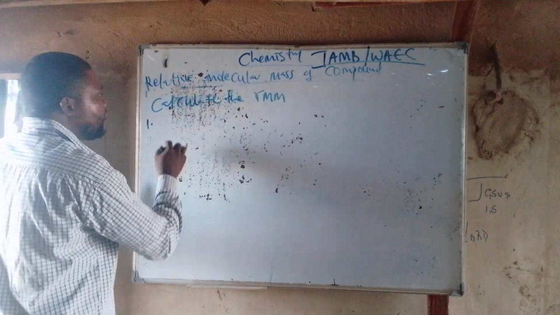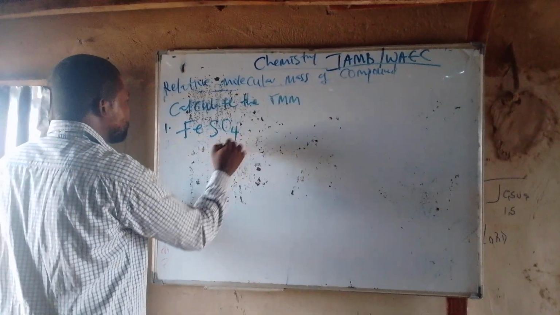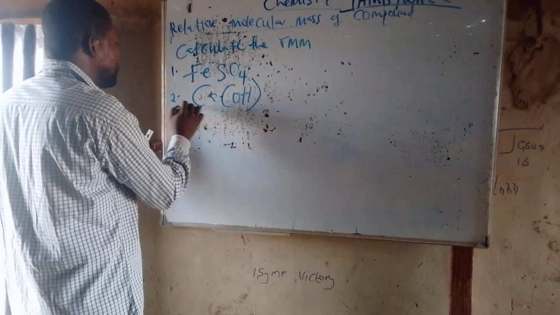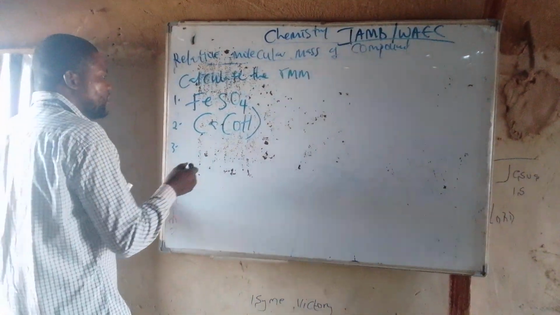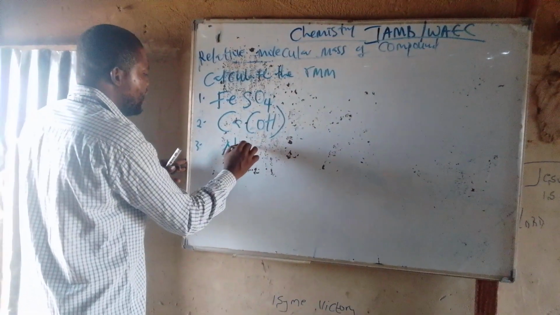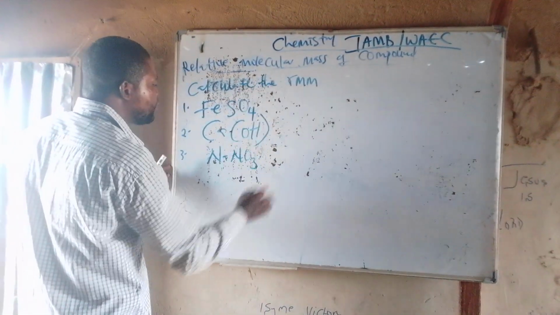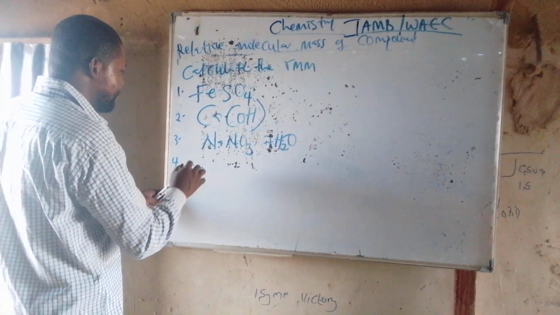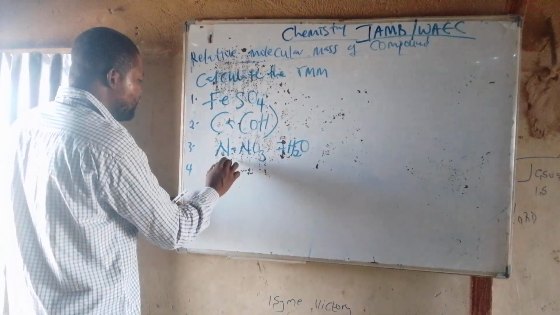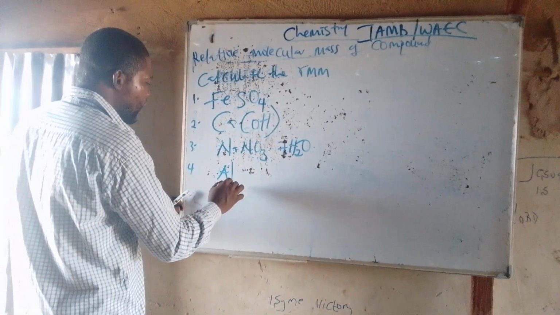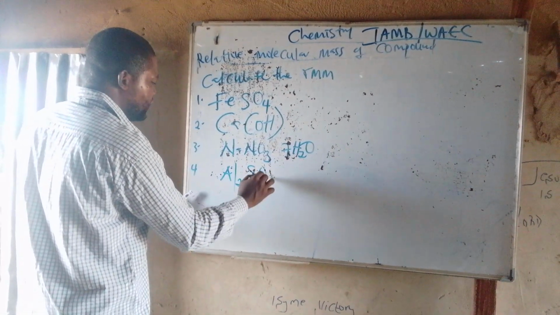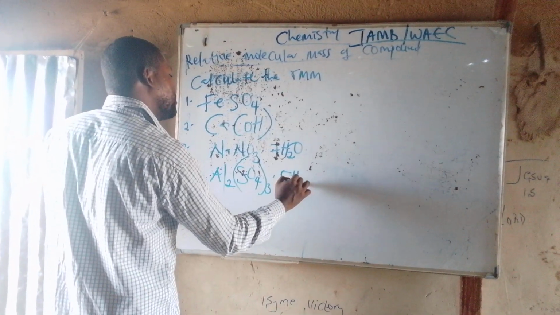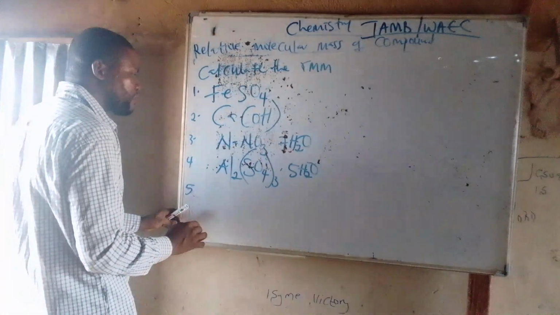First of all, number 1: FeSO4. Number 2: Ca(OH)2. Number 3: I have NaNO3 with 7 water, dot 7H2O. Number 4, let's look at a compound like aluminium tetraoxosulfate 6, Al2(SO4)3, dot 5 hydrates, and the last one, here I will stop.